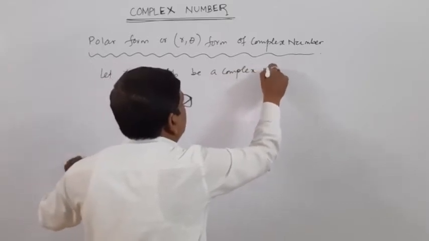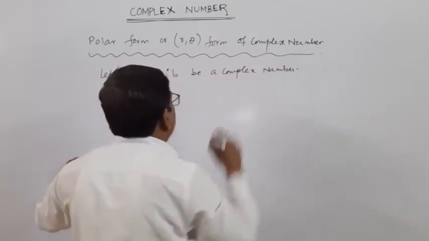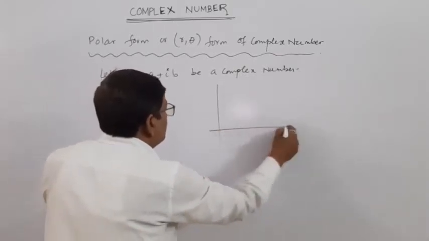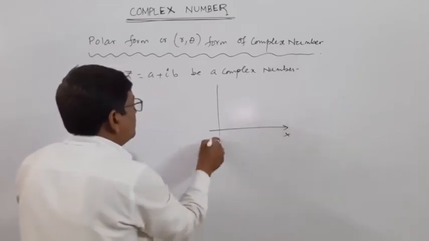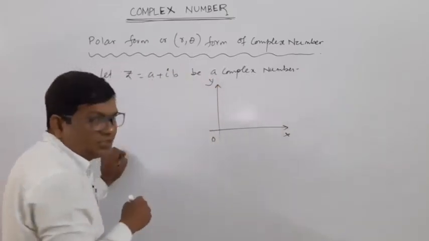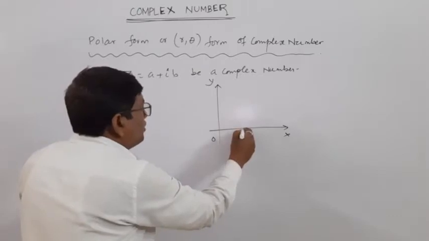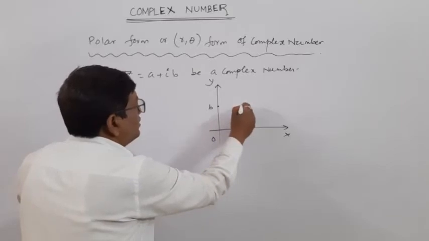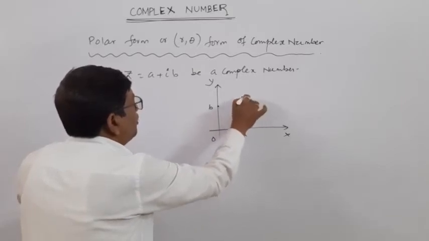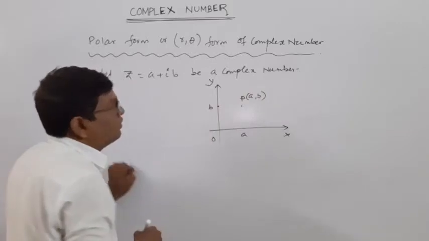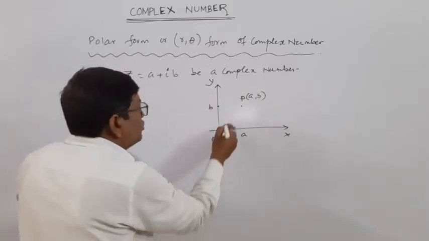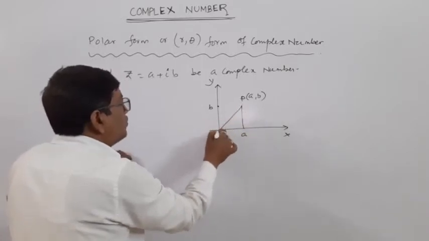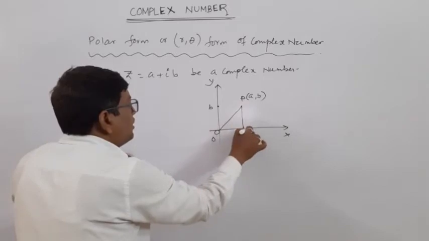Suppose a and b lies in first quadrant. This is real axis and this is imaginary axis, and this point is A and this point is B. So the intersection is here. This is point P, that is A comma B. Okay. Now join this. This is suppose O and this is P and this is A.